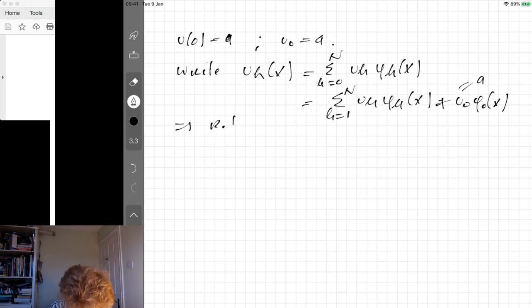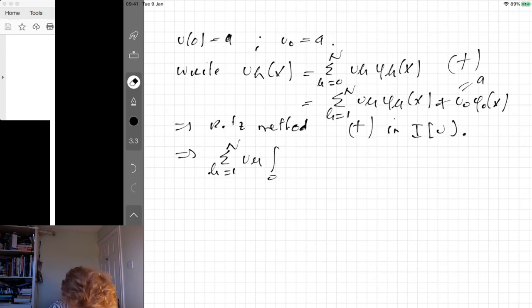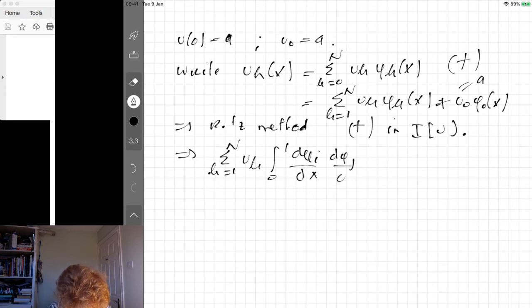Then the Ritz method is to substitute this in the integral I of u, and then we already derived that the sum k from 1 till n, u_k, integral 0 to 1 of d phi_i dx d phi_j d phi_k dx. So it's a repeated sum. Since I do the repeated sum, I can leave that.